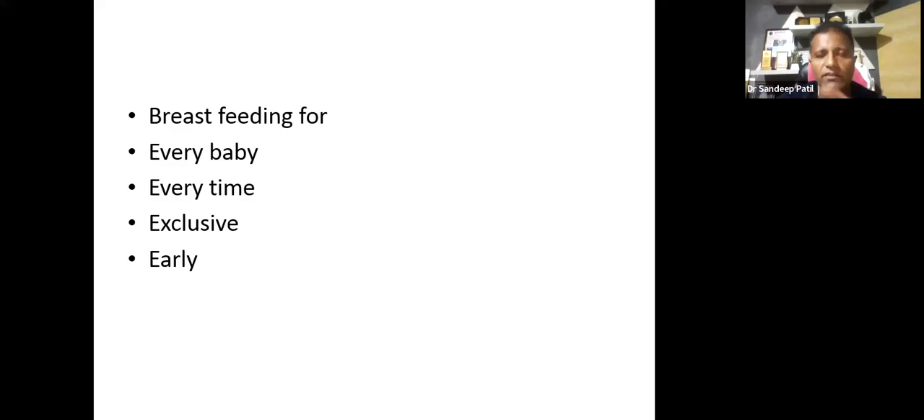And what is Beyond? Beyond is SVN, that is small vulnerable newborns. They have included that. And these small vulnerable newborns are nothing but term SGAs, preterm SGAs, and preterm babies. So these SVN babies contribute to most of the mortality. And feeding of these babies has been discussed in this UNICEF module. So this is early, exclusive, every time and every baby breastfeeding.